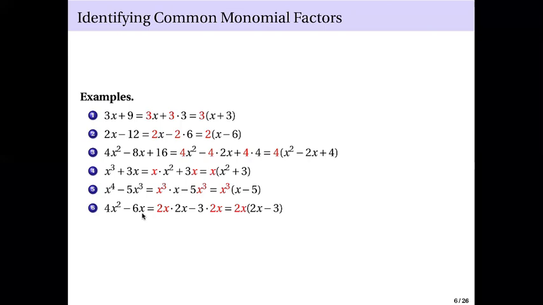Now, some students only write the following. They only see the x, and therefore they will write this as x times 4x minus 6. This is not in complete factored form. Why? Because 4x and 6 still have a common factor. 2 is a common factor of this, so you can still factor out the 2. If you do that, you will end up with this expression.